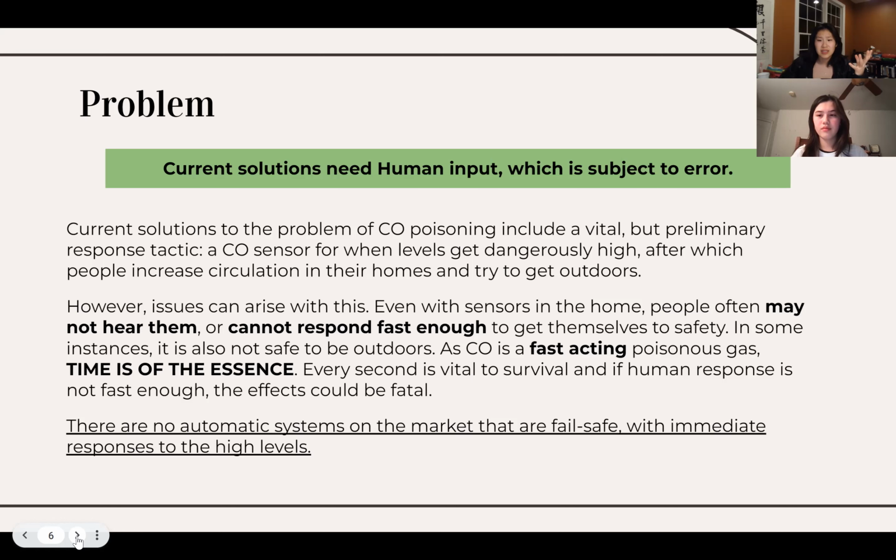But the problem with this is that sometimes people might not hear the alarm or can't respond fast enough, causing the symptoms of carbon monoxide to set in, meaning that every second that is needed could be lost. So basically the problem is that there are no automatic systems on the market that are fail safe, and we really wanted to create something that could respond to these high levels immediately.